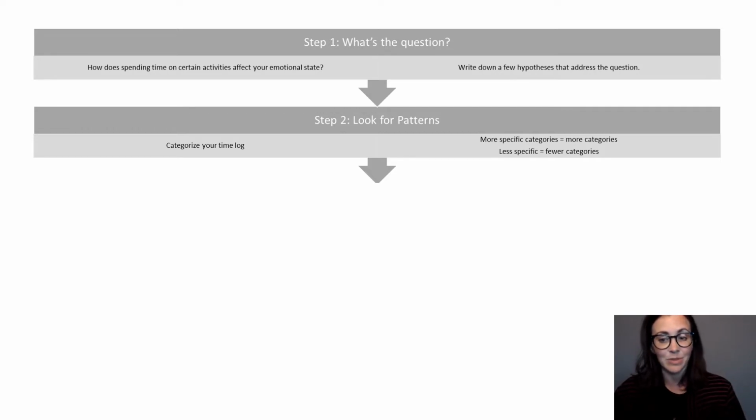And a lot of times the most useful thing to do is to actually color code your time log itself. So that means either print out a physical copy and have some highlighters ready, or you can do this electronically in Excel just by shading the boxes different colors.